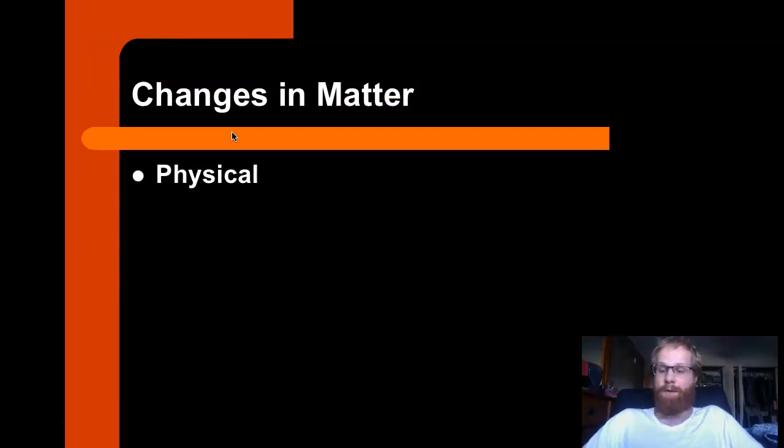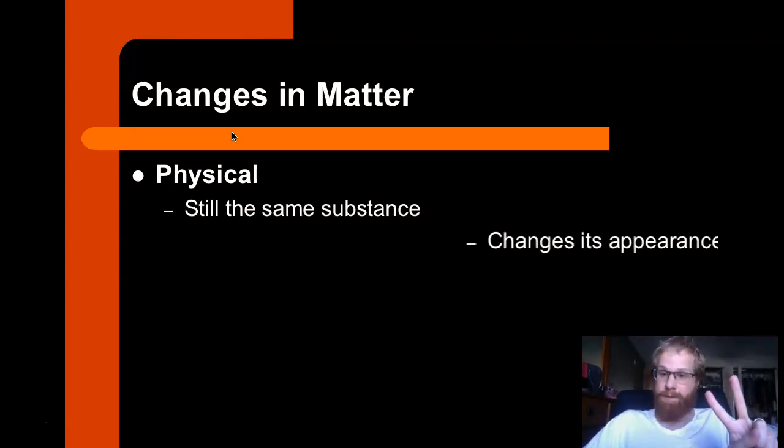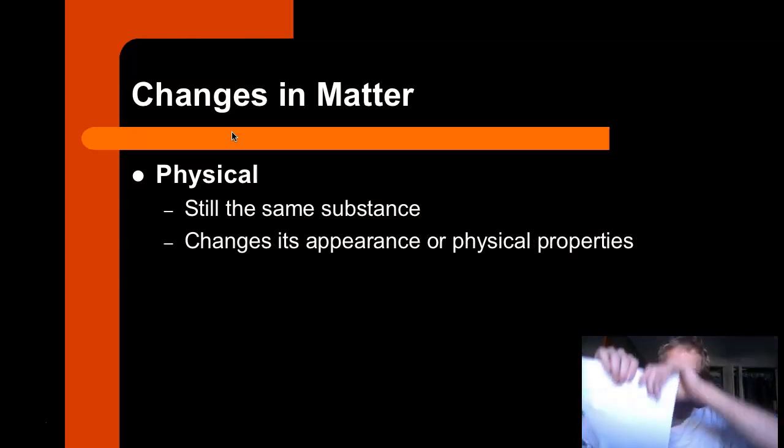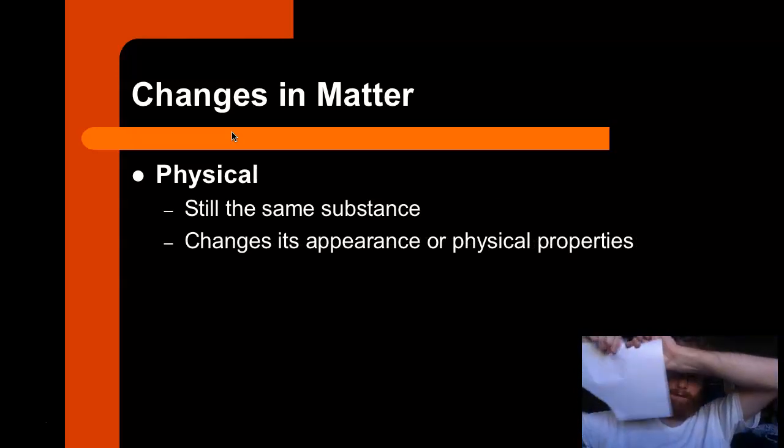So, how can matter change? There are two ways matter can change. The first is a physical change. In a physical change, we are changing what a substance looks like.